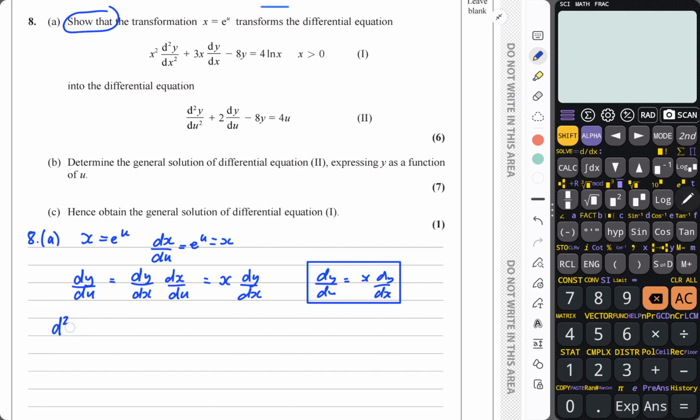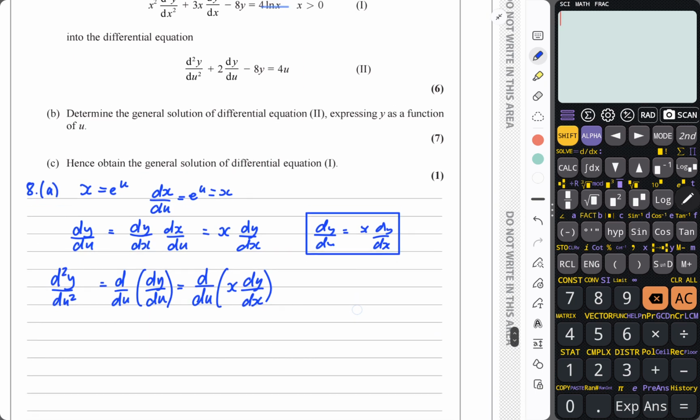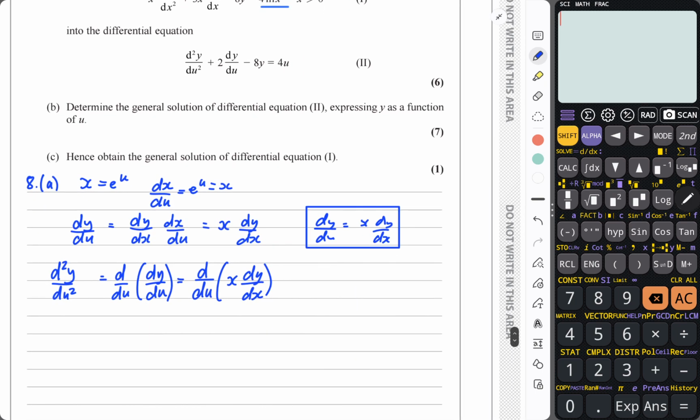And then we want to work out the second order derivative d2y du squared, which obviously is the derivative with respect to u of dy du. So I can just substitute that in. So I've got x dy dx. Now it's a little bit annoying here because I'm differentiating with respect to u, and everything in this bracket has got x terms. I'd really like to be able to just differentiate that with respect to x, which I can do.